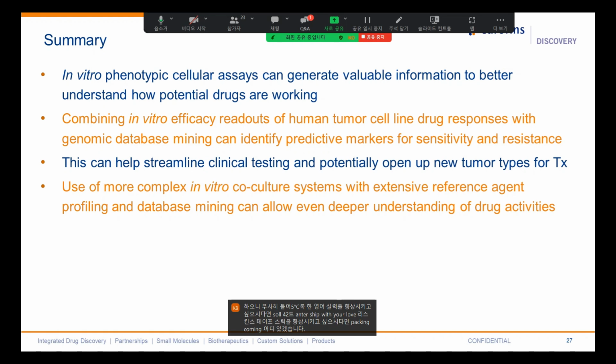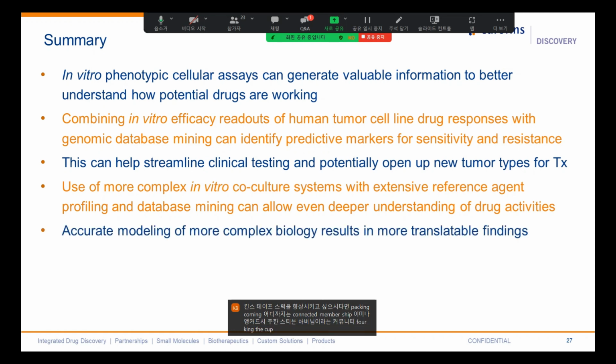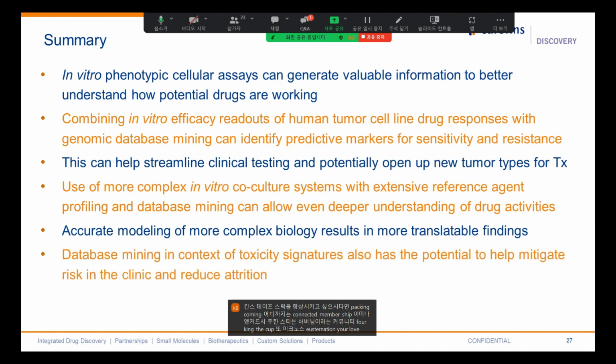We can use more complex in vitro co-culture systems then to really look in more detail at how a drug is working. We showed examples where non-immuno-oncology drugs do have an immuno-oncology property to their activity, but we can also use this to look at more translatable findings, things that we see in the clinic that are mirrored in the clinic. And from that, we can use, again, database mining to identify potential toxicity signatures long before clinical candidate selection. So something can then be done about that to help reduce the risk of a drug failing in the clinic and thus reduce drug attrition.